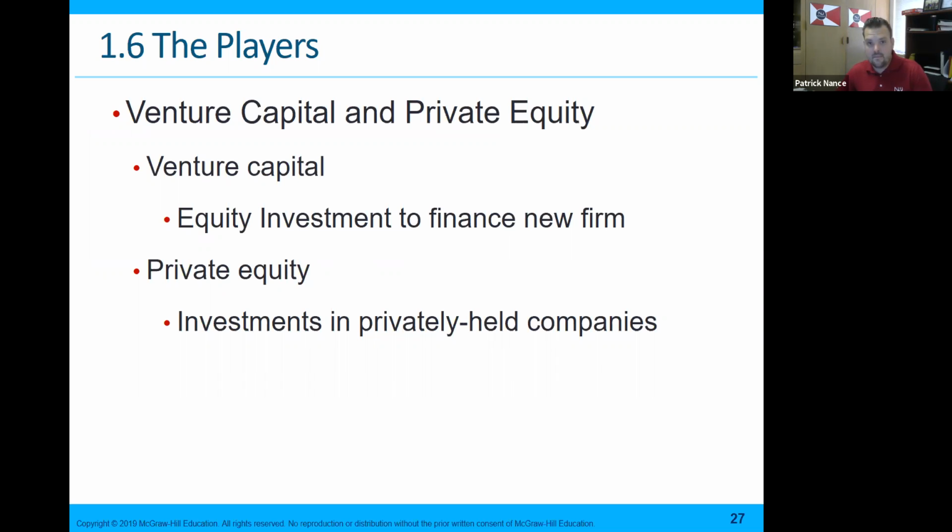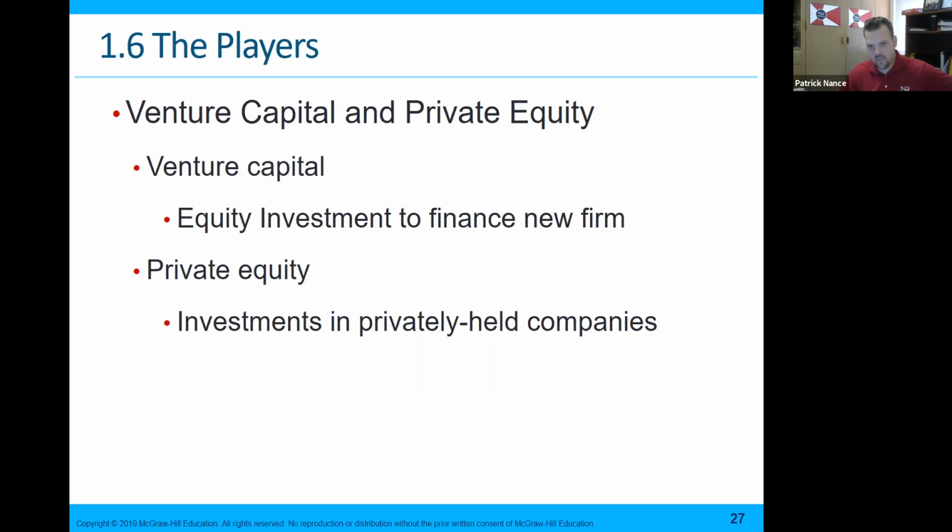Okay, venture capital and private equity. Venture capital is equity investment to finance a new firm. Venture capital is usually a group of people who get together and want to invest in businesses. Think of Shark Tank, except in a group setting, where you're pitching your idea to a group of investors and they pool their money together. That's the whole purpose of a venture capital firm, to invest in new businesses, sometimes when they're public, but also when they're still private. Private equity is investment in privately held companies, companies that are not publicly traded.